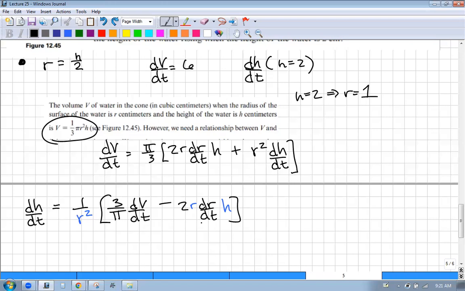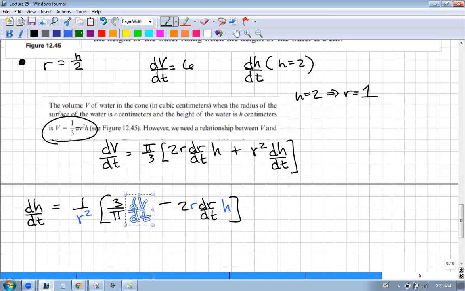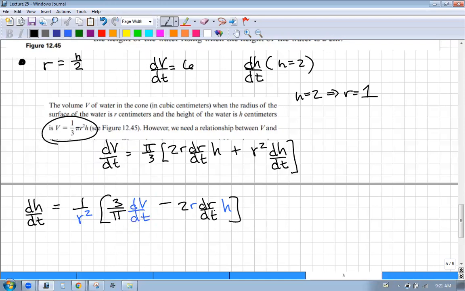So now we just need to know what dV/dt is and dr/dt is when h is equal to 2. Let's see, they gave us dV/dt. All right, that's good. We know that one. What about this dr/dt? What are we going to do about it?